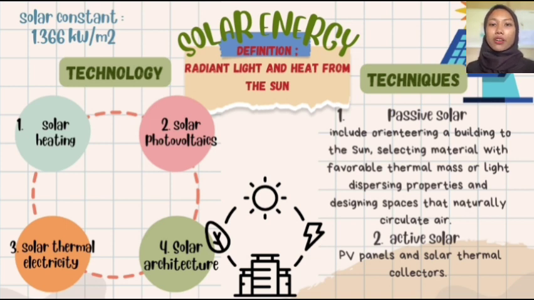Moreover, depending on how they capture, transform, and distribute solar energy, solar technologies may be divided into two categories. The methods are passive solar and active solar. Passive solar includes orienting a building to the sun, selecting material with favorable thermal mass or light dispersing properties, and designing spaces that naturally circulate air. Meanwhile, active solar includes PV panels and solar thermal collectors.